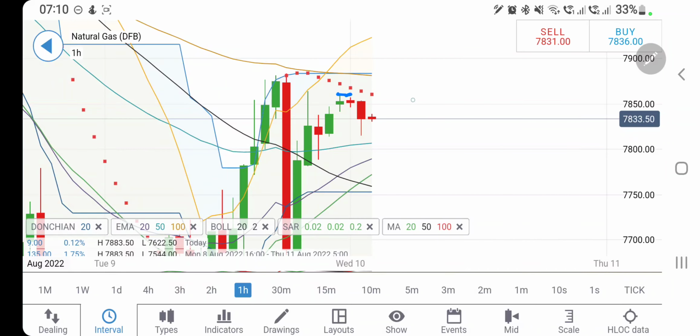NG on the hourly charts, though it is giving a reversal indication from 7.8, but at the same time we must not forget that it is giving you higher lows, lower highs, trying to consolidate.